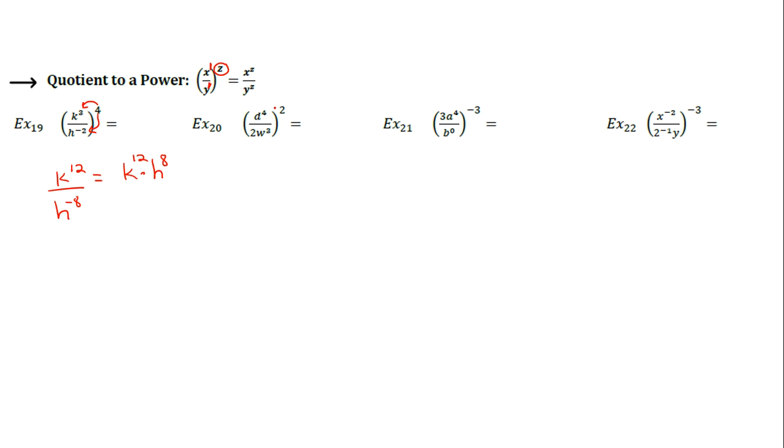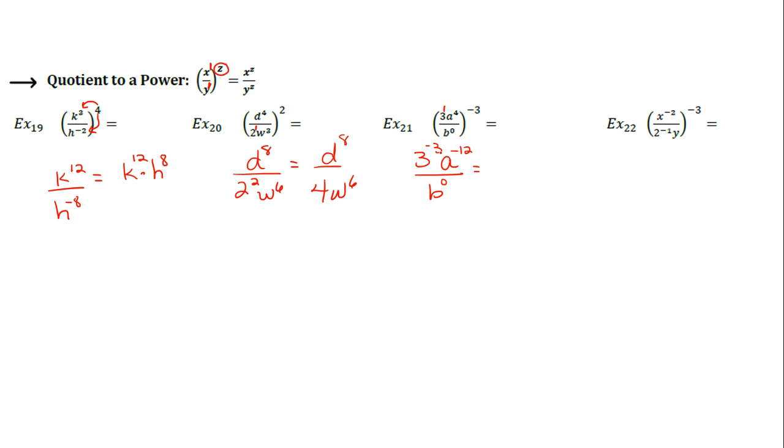Number example 20. Again, I want to write a 1 in on this base, 2 to the 1st, so I don't forget. So I have d to the 8th, 2 to the 2nd, w to the 6th, and if we want to go ahead and evaluate 2 squared, we can do that. Again, I'm going to put my 1 for 3 to the 1st here. I'm going to have 3 to the negative 3, a to the negative 12, and 0 to the negative 3 is simply 0. Now, let's clear up all and simplify further.